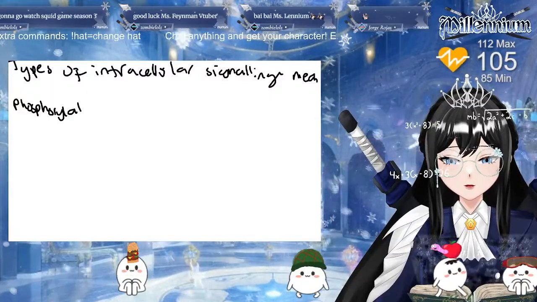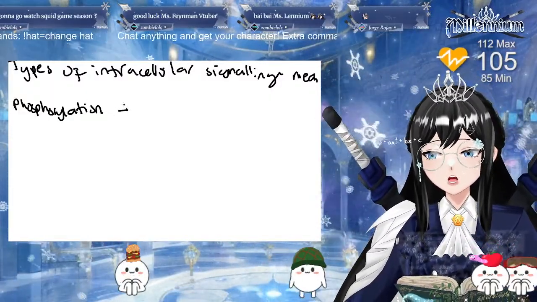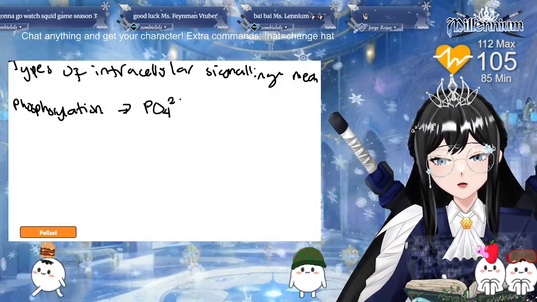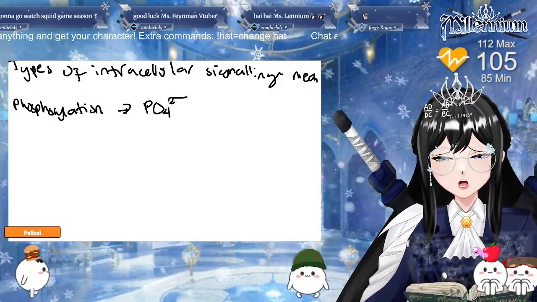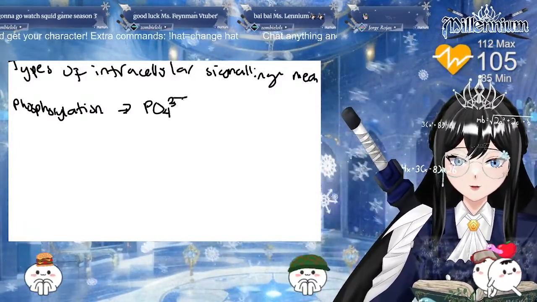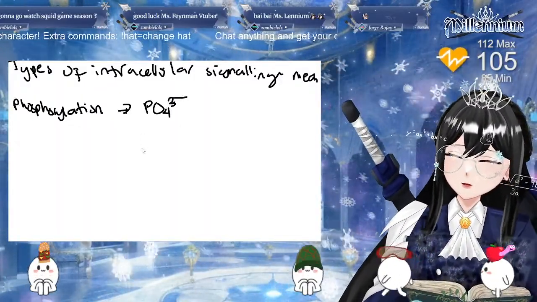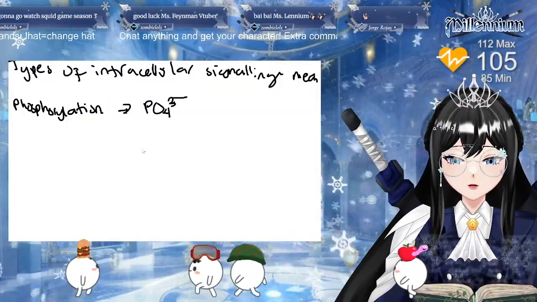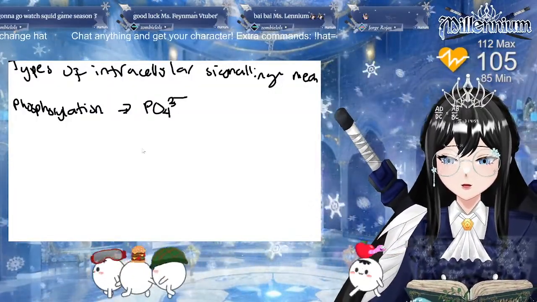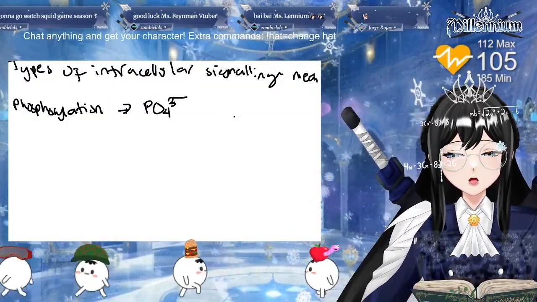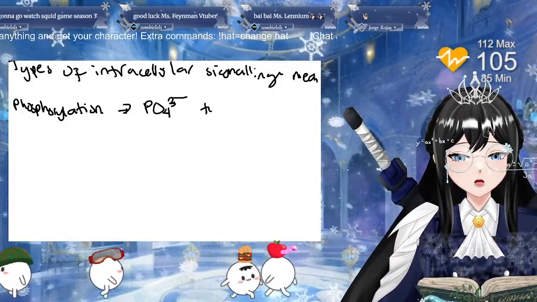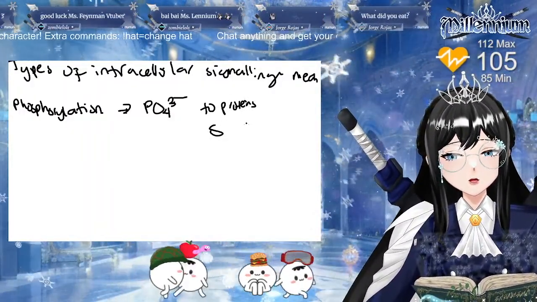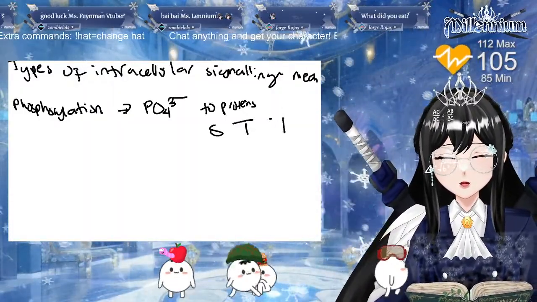Now we have phosphorylation. What is that? This is when you add phosphate, PO4 3 minus, to proteins, to amino acid residues like serine, threonine, and tyrosine.